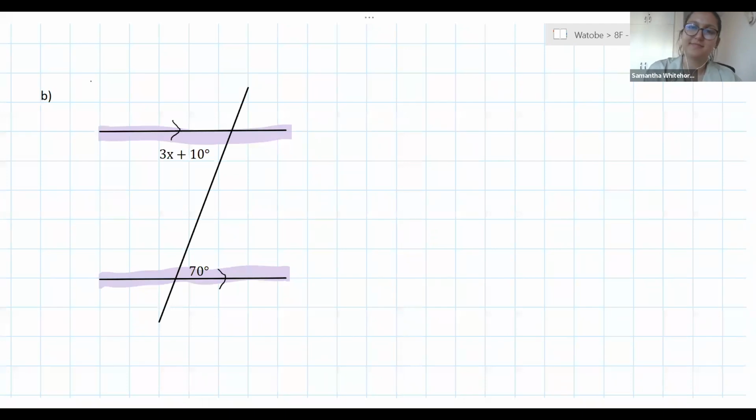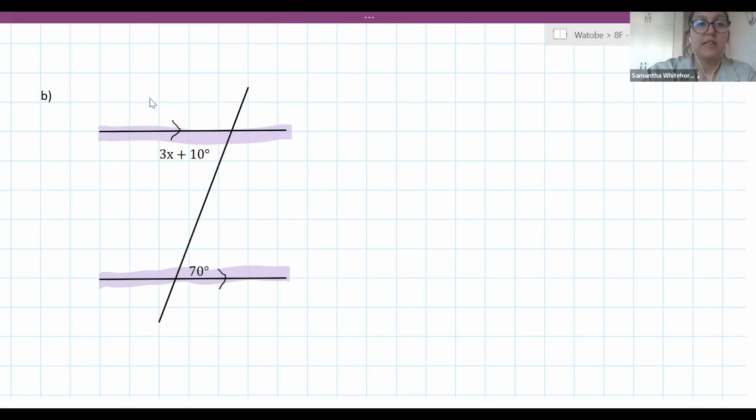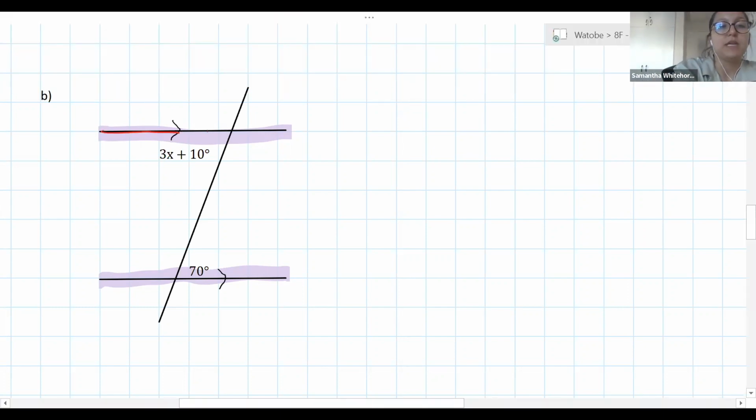Ma'am, I think it's corresponding. Okay, why corresponding? Because there is an F. Okay, cool. So you definitely can use corresponding angles here. We just need to be careful that the F shape we're looking at would be this F shape. And so we would be saying this right angle is equal to this right angle, which is fine in this case. I'll come to that in a second. So good, Lungile, we could use corresponding.